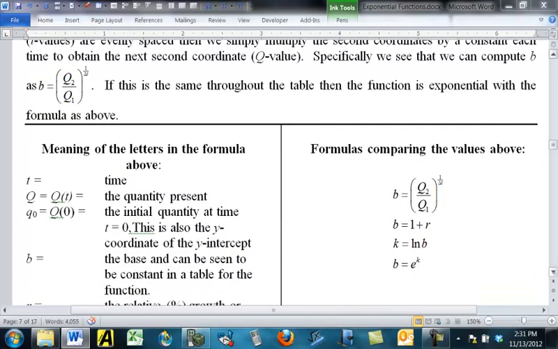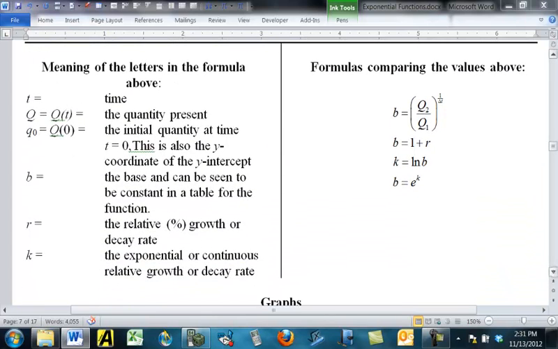So t is time. It doesn't have to be time, but often this is going to be time. Q is the quantity present, q or q of t. Q sub 0 is q of 0, or y sub 0. That's the y-coordinate of the y-intercept. That's the quantity present at time 0. It's our initial amount. B is the base, and it's constant in the table. R is the relative percentage growth or decay rate. And K is what's called the exponential or continuous relative growth or decay rate. So we'll talk more about R and K as we go along.